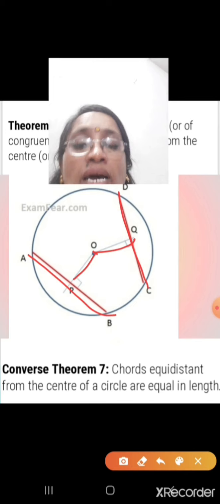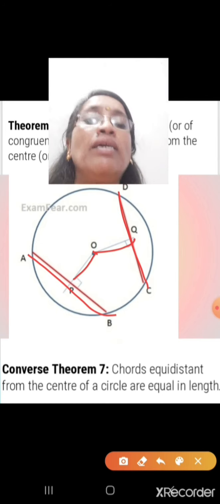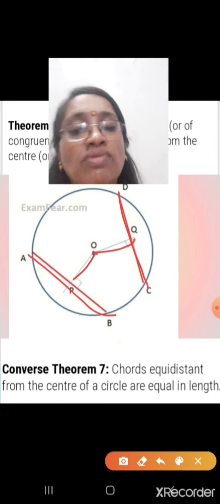So these are the two theorems in the section, theorem number 10.6 as well as 10.7. Then, based on all these theorems, there are some exercise problems, and we are going to do those exercise questions now.